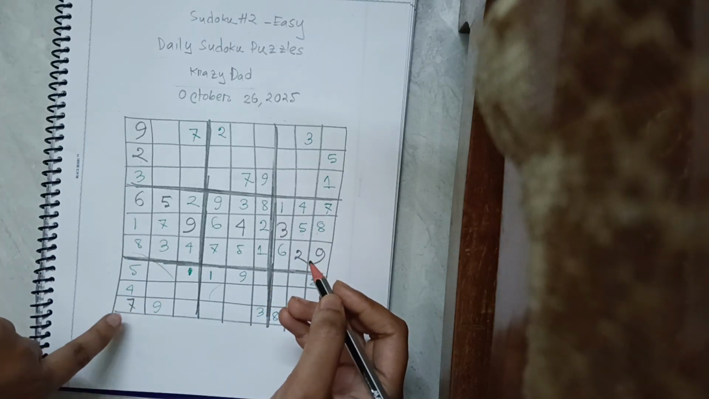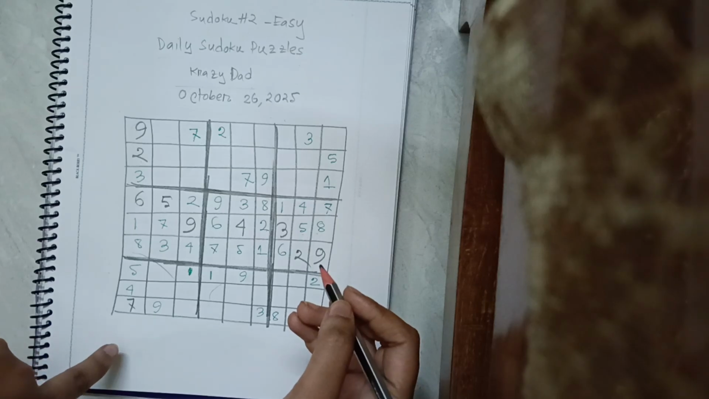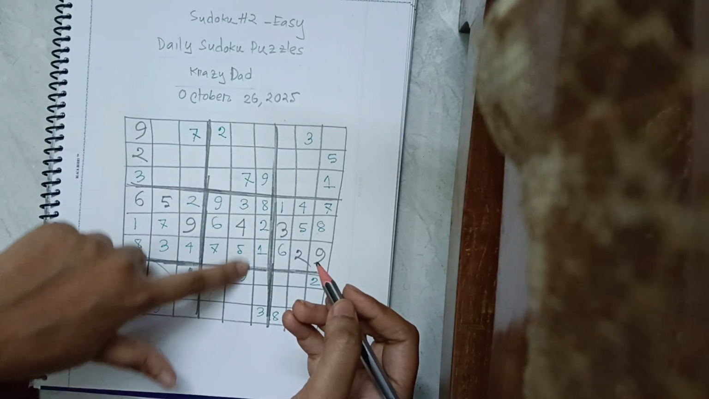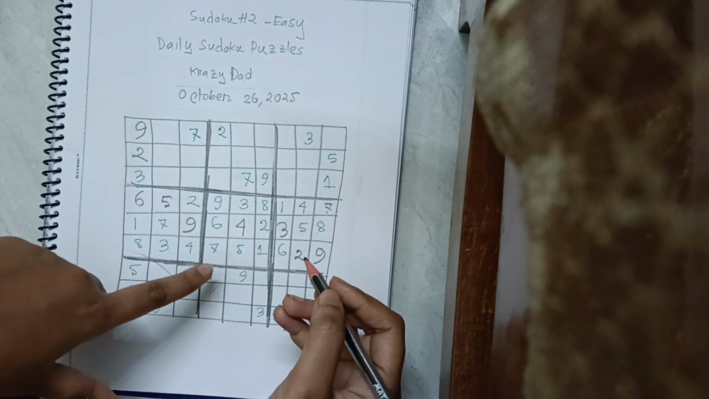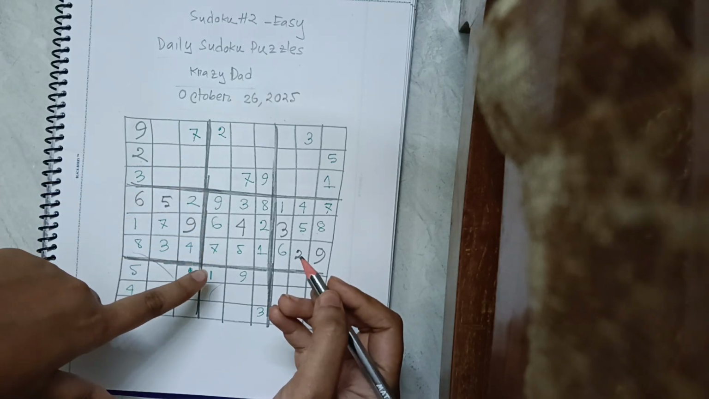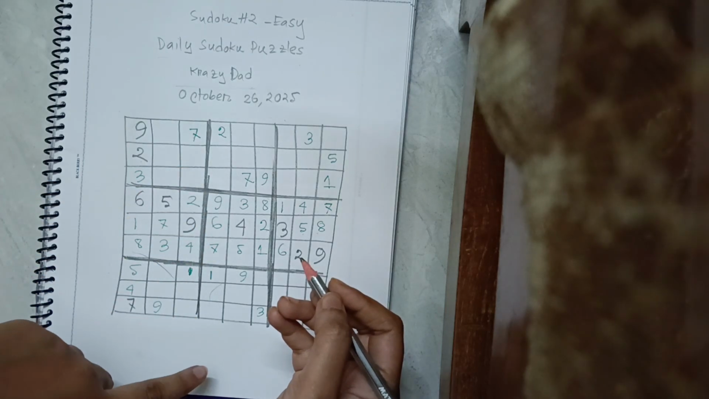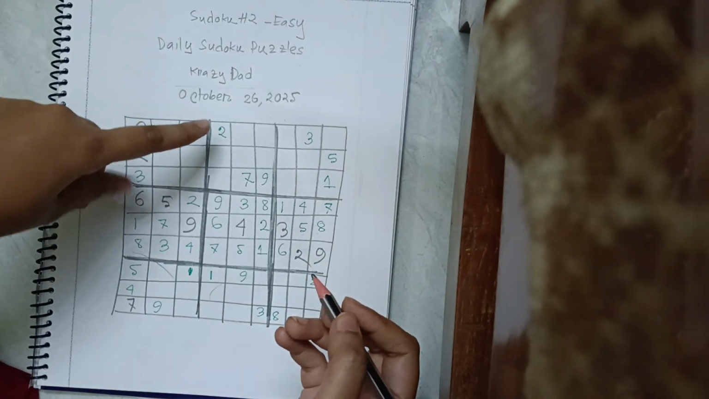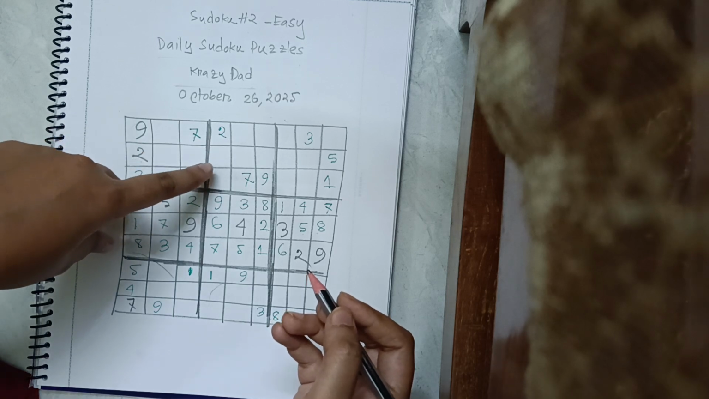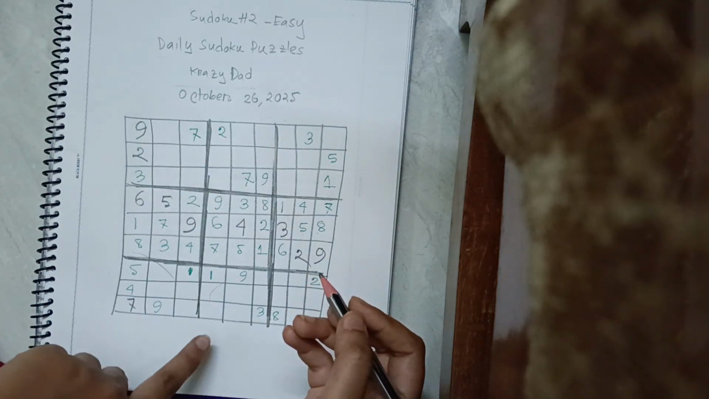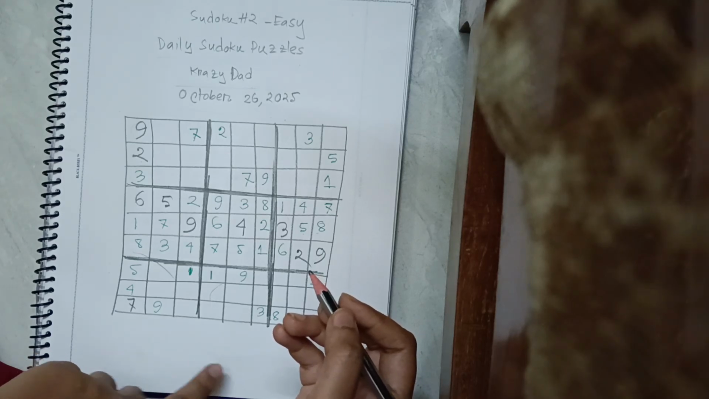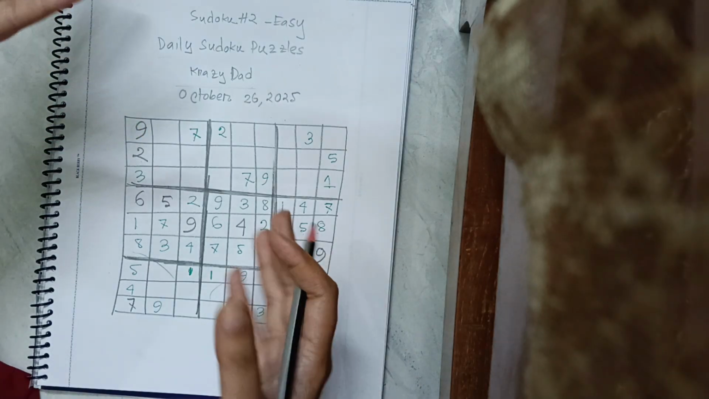So which column or box should we choose next? Let's choose this middle column. What are the missing numbers? 1, 2, 6 and 8, right? I don't think there is enough information for 2. So what about 6? Is there enough information for 6? No. What about 1? No. What about 8? No also. So let's move to another problem.